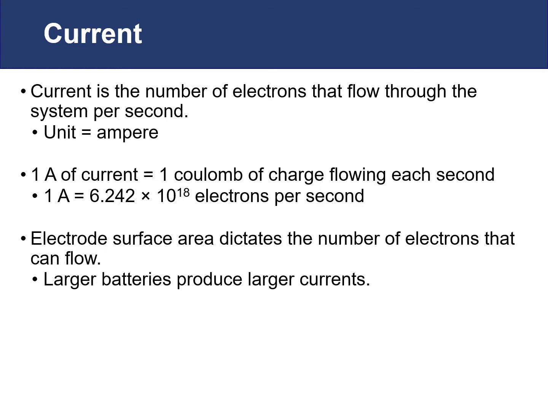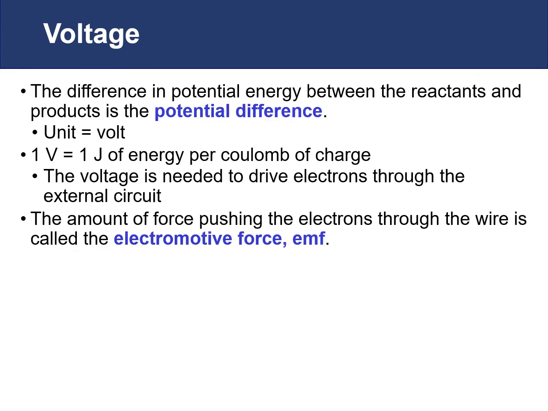Now, if the current is analogous to the volume of water flowing through a pipe, then the voltage would be the pressure that is pushing the water through the pipe. So the voltage in terms of an electrochemical cell is the difference in potential energy between the reactants and the products, and is often called the potential difference. The unit for voltage is the volt.